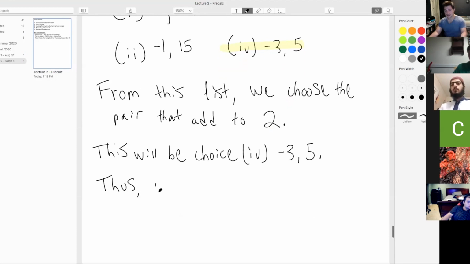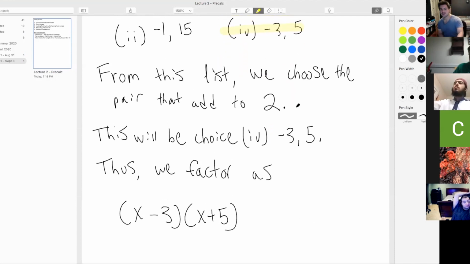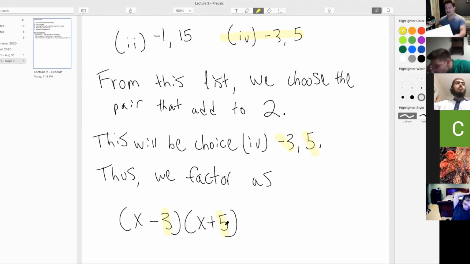Thus, we factor as x minus 3 multiplied by x plus 5. These special numbers are precisely the numbers that you put into your parentheses. I hope that's okay. Please stop me if anything's confusing.